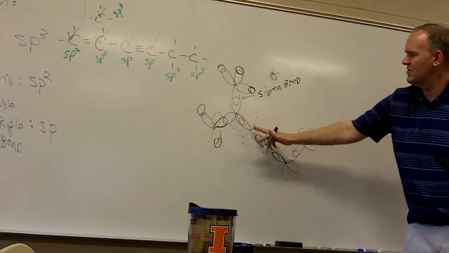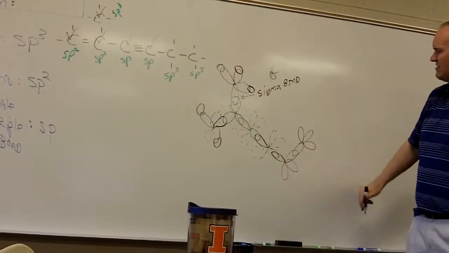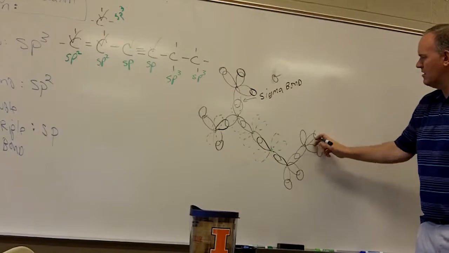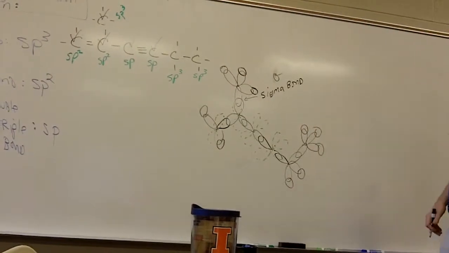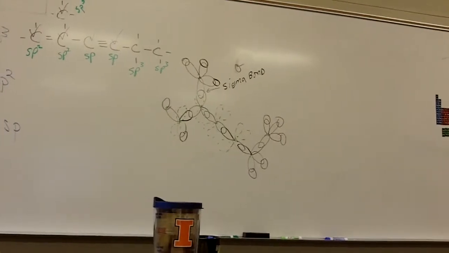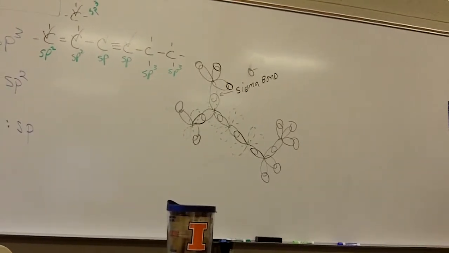Any hydrogens to put here or here? Any lobes not already overlapped? Every lobe has to be overlapped, so one here, one here, one here, one here, one here. That's sort of a way to check that we've done it right. We should match up the right number of hydrogens with our original formula.